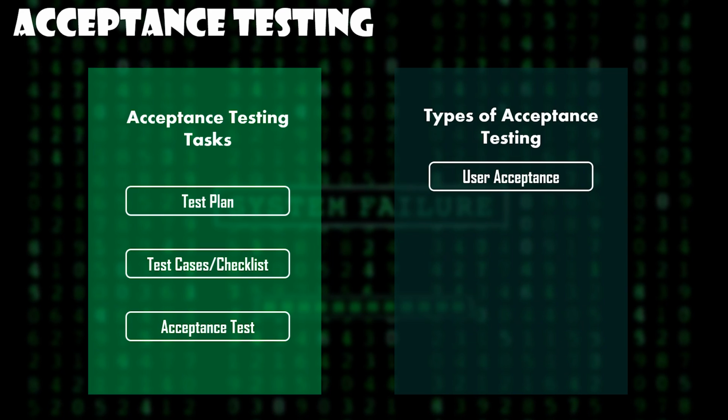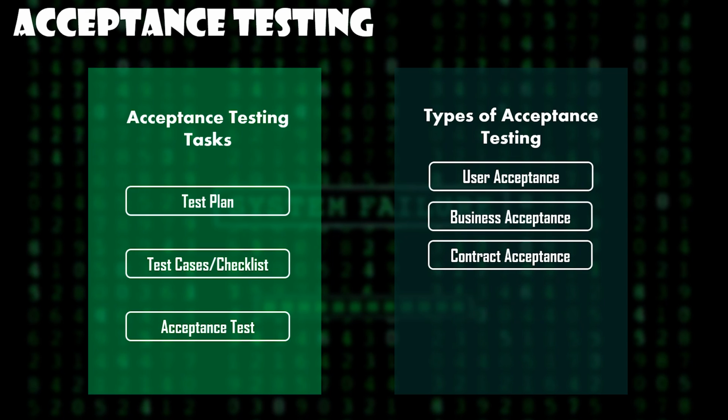First one is user acceptance testing. Now, this is used to assess whether the product is working correctly for the user for the usage. Next up, we have business acceptance testing. Now, this is required to assess whether the product meets the business goals and purposes or not.